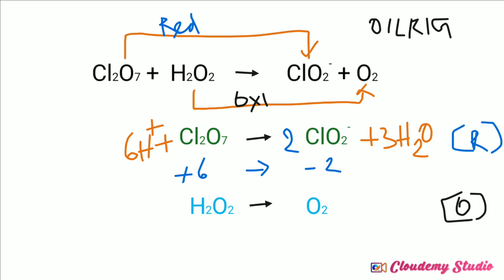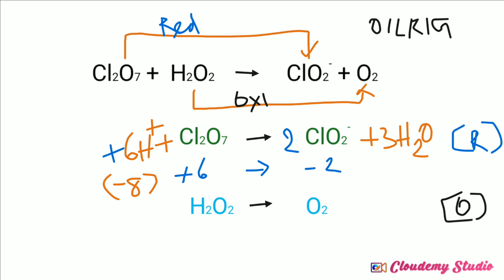So in order to balance the charges, on the left hand side we need to add -8. If you add -8 to the left hand side, -8 plus 6, the result will be -2, which is equal to the right hand side charge. This -8 is nothing but electrons. So 8 electrons we need to add on the left hand side.